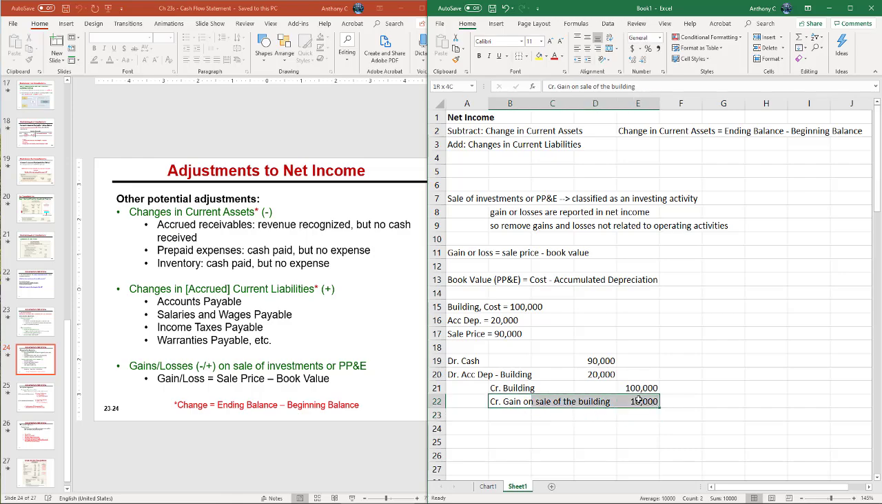Again, this gain gets reported into net income, but the sale of a building is not an operating activity. So to adjust net income to operating cash flows, we would have to subtract out this gain. In contrast, if we had a loss, we would add that loss back in.